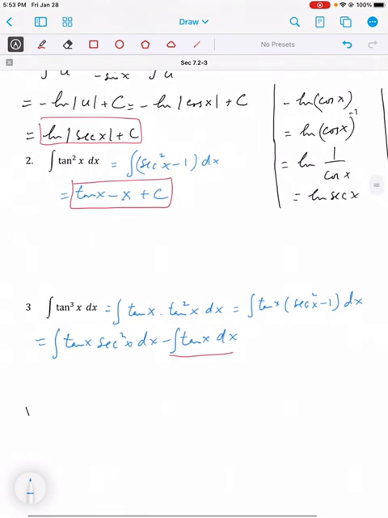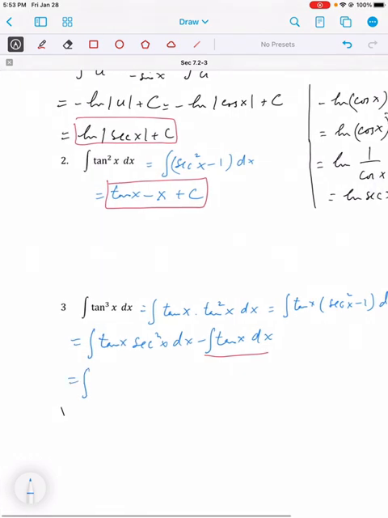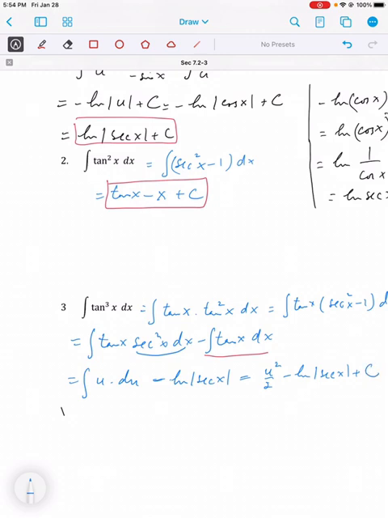And now if you come here, well, tangent x is u and this whole thing is just du. And then the integral of tangent x, you can already write, is negative ln of secant x. And then the first term now becomes u square over 2, the second minus ln of secant x, and then plus c. Go back, substitute the u square, so we get 1 over 2 tangent squared x minus ln of secant x plus c.